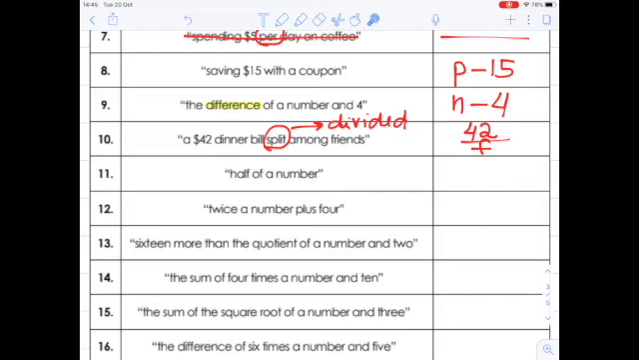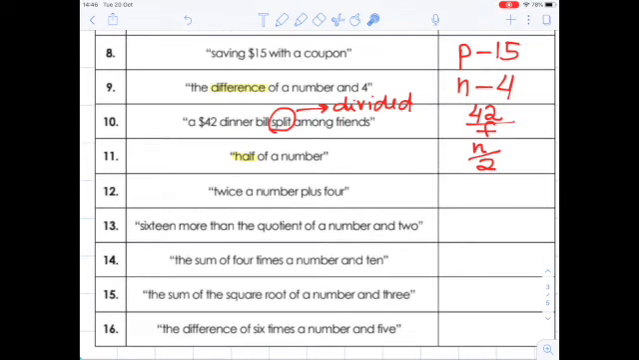All right? Number 11. If you see the phrase half of a number, half means to divide by 2. So I'm going to have a number divided by 2. This is super important, people. Whenever you see half of a number, you have to be able to write n divided by 2 or x divided by 2, whatever variable you want, but it has to be divided by 2.